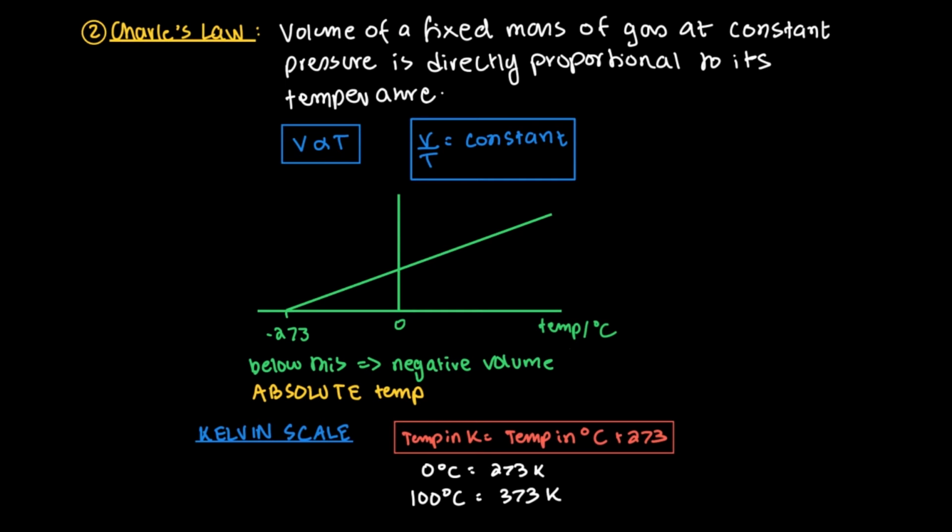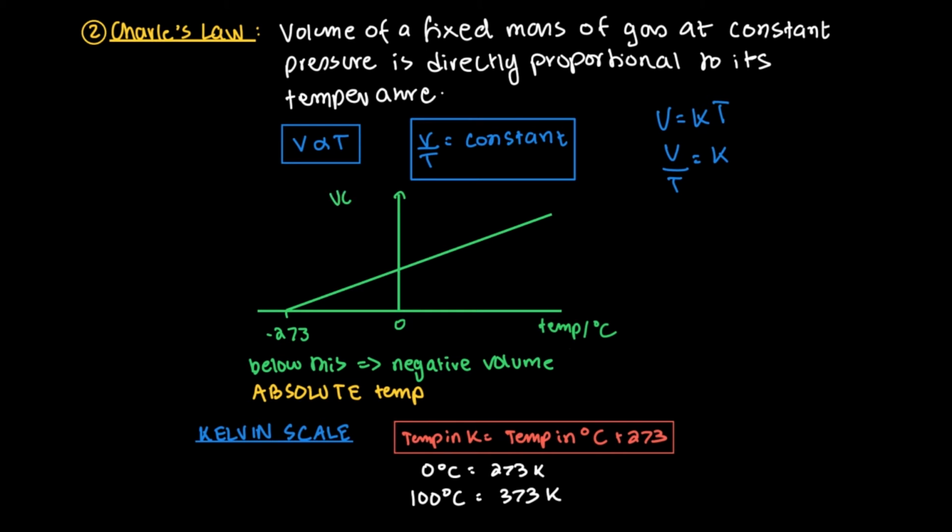The second law is Charles' law, which states that the volume of a fixed mass of gas at constant pressure is going to be directly proportional to its temperature. So if the temperature doubles, the volume will also double. If the temperature gets halved, the volume will also get halved, and so on. So similarly over here, if you remove the proportionality sign, you are going to get V equals KT, and V upon T equals K, which in this case is the constant that we have. Now, if you draw a graph of volume against temperature, this is what you're going to get.